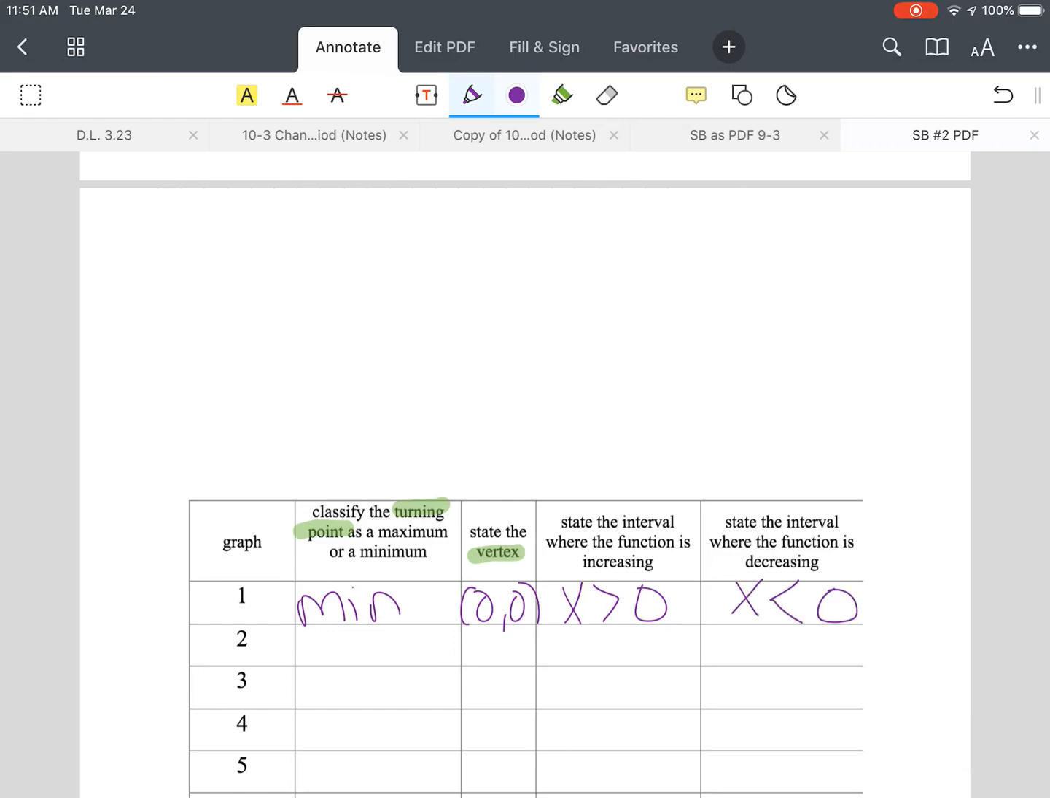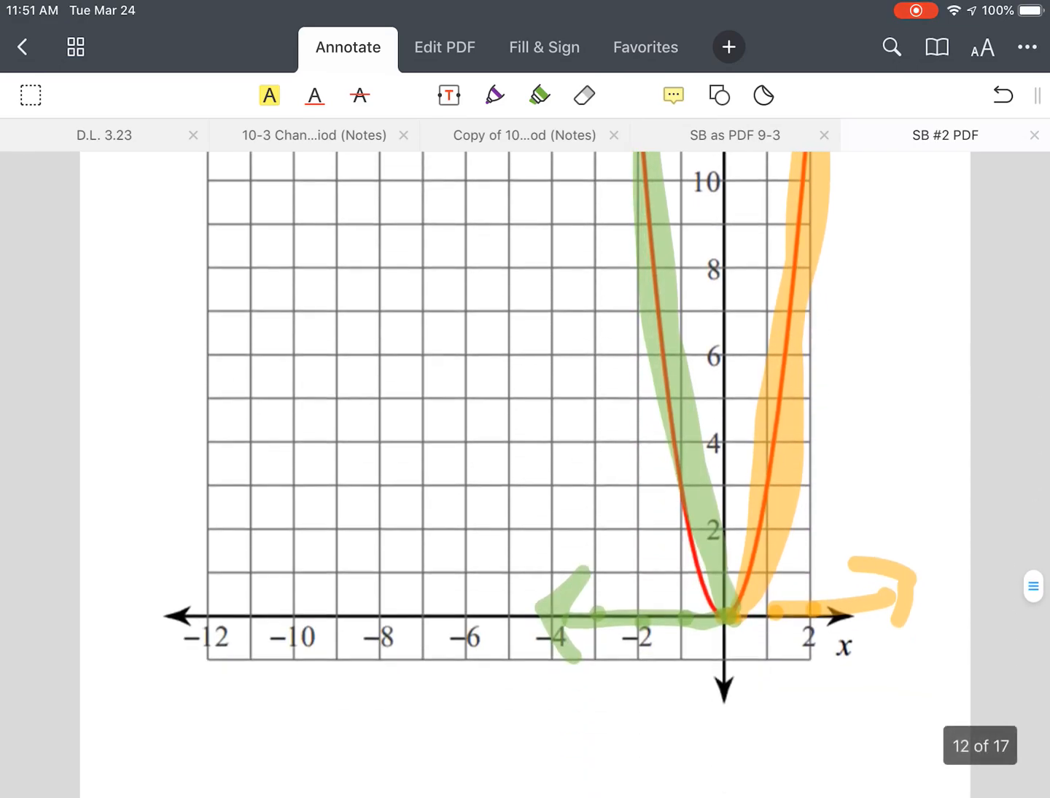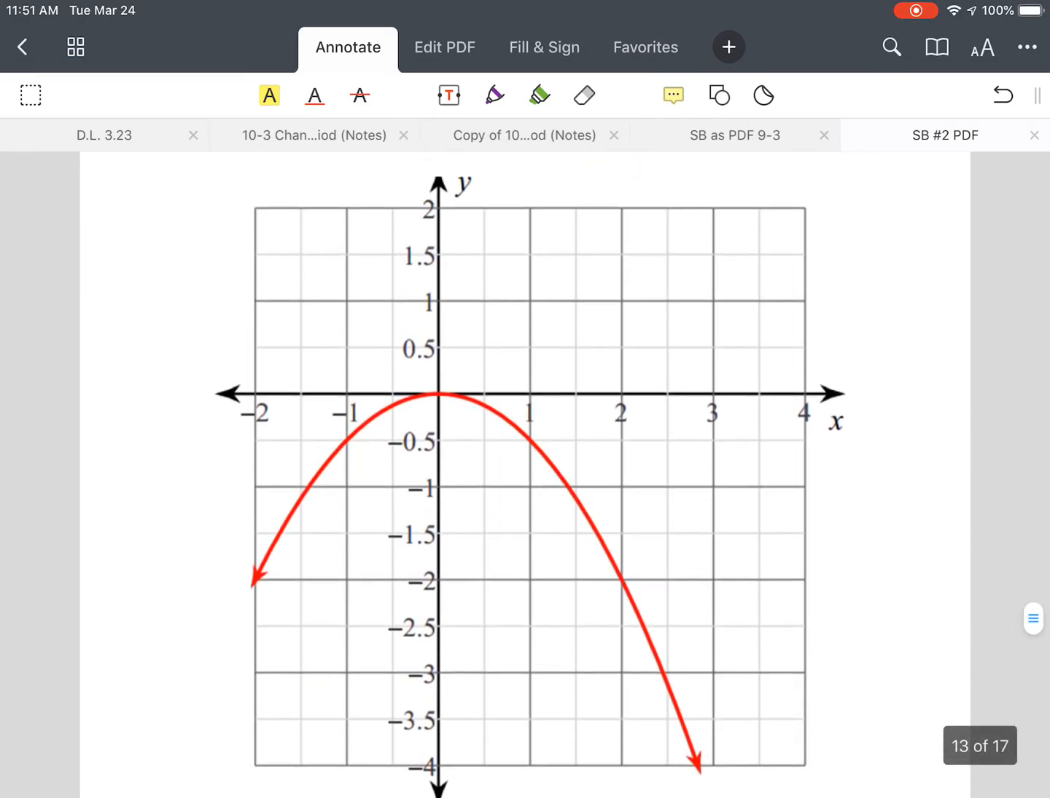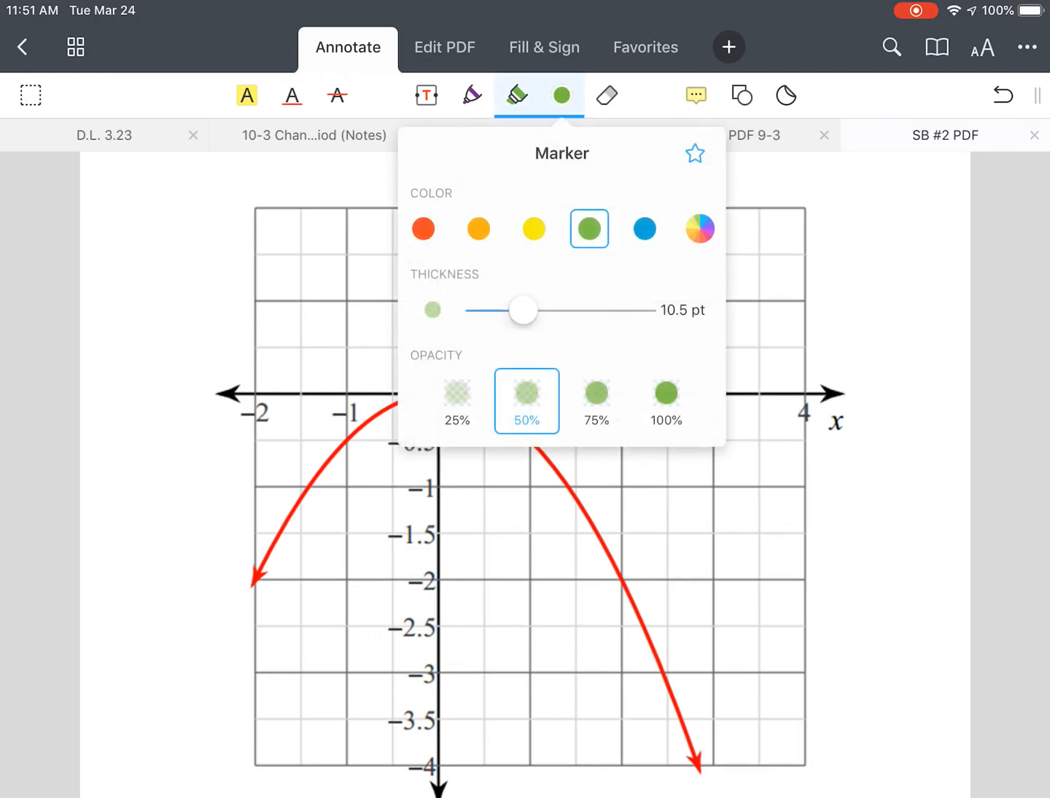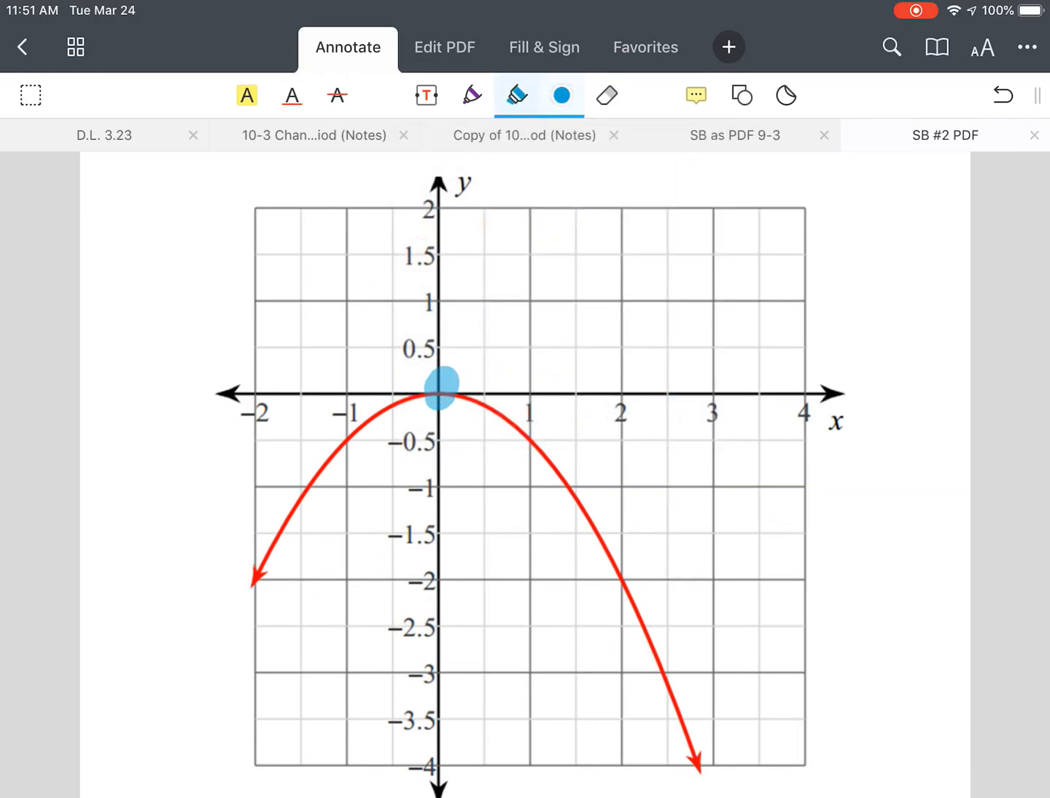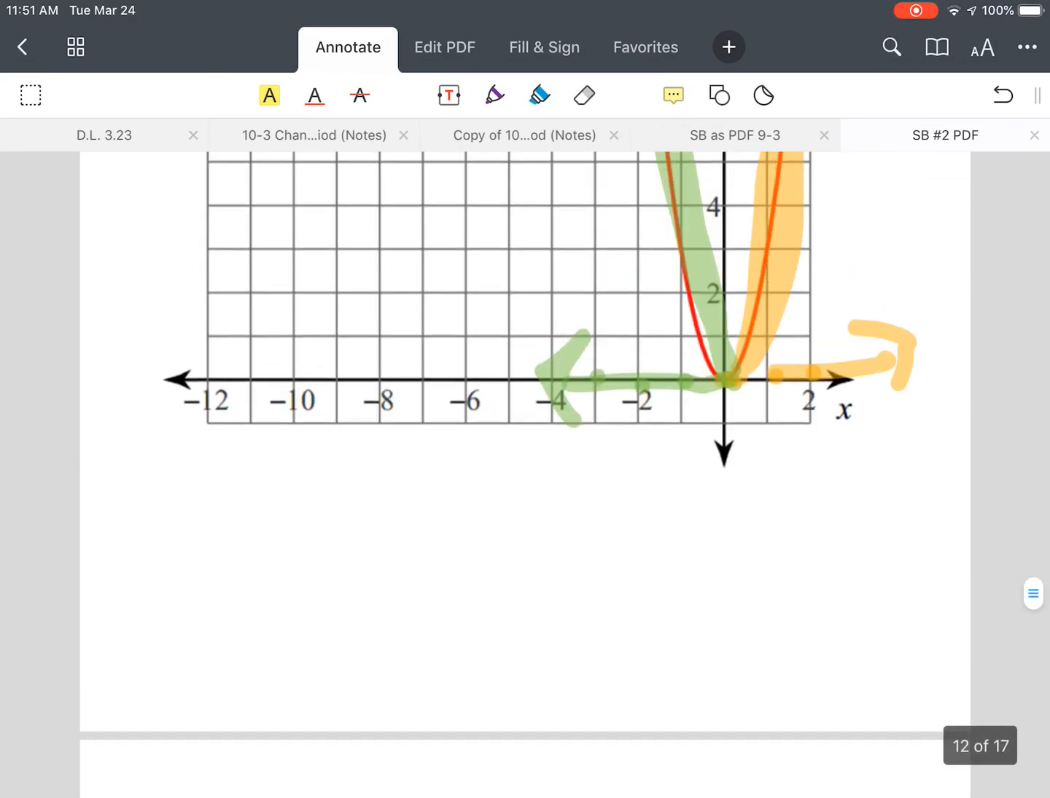Okay, let's look at number 2. Okay, so here we have our vertex or our turning point. Okay, is it a maximum or a minimum? Is it the highest or lowest? Well, it's the highest point on the graph, so it is going to be a maximum. And actually the vertex, again, like number 1, is at 0, 0. So let's fill that in.